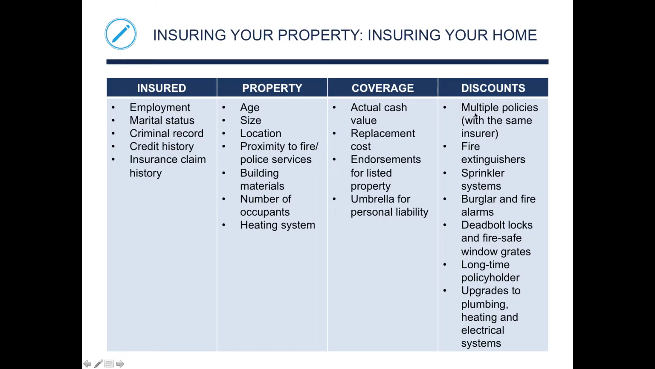So under discounts you have multiple policies with the same insurer, fire extinguishers, sprinkler systems, burglar and fire alarms, deadbolt locks and fire safe window grates, long time policyholder, upgrades to plumbing, heating, and electrical systems. So these are all things that might grant you the ability to get discounts with your insurance. If you have a fire extinguisher, for example, the likelihood that your home will burn down is less because you can extinguish the fire. So these are things that they consider minimize the risk of them having to pay you out more. So that way they'll give you a discount, and it entices you to go with them and not with someone else.